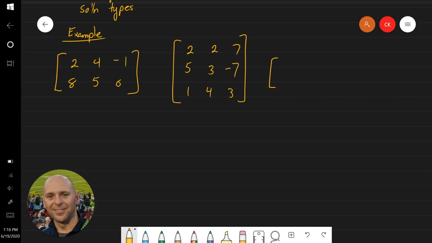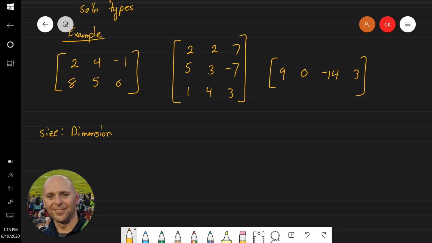And just one more, 9, 0, -14, and maybe 3. So we have some terminology that goes with these examples of matrices. Particularly, we talk a lot about the size, which is referred to as the dimension of our matrix. And we do this by just noting the number of rows and number of columns.